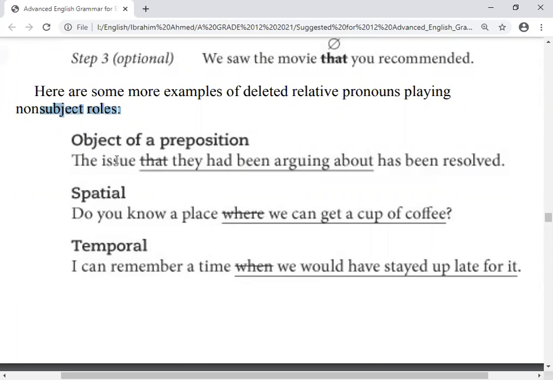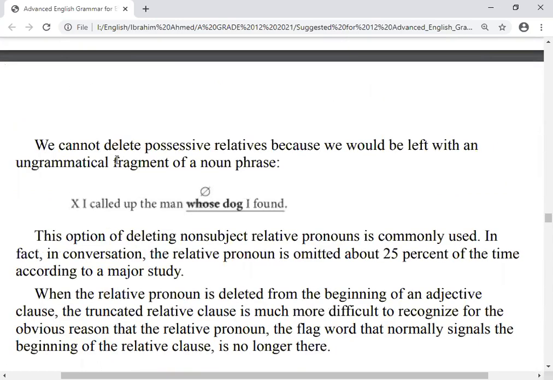Okay. I can remember a time when we would do such and such, or we would do such and such. We cannot delete a possessive relative because we would be left with an ungrammatical fragment of a noun phrase, like the example: I called up the man whose dog. Can I delete whose here? Read it without whose. I called up the man dog I found. It's meaningless. It doesn't make any sense. So we cannot delete the possessive relative pronouns.